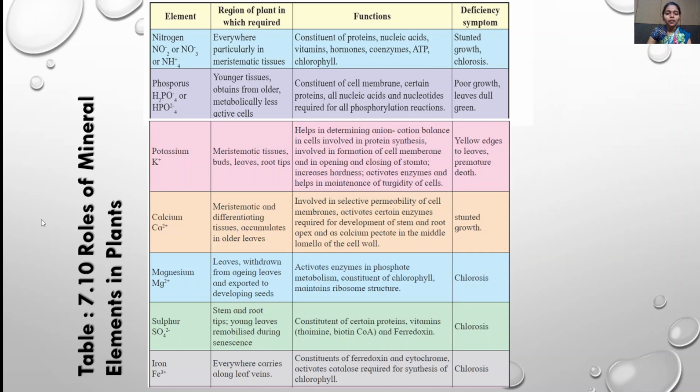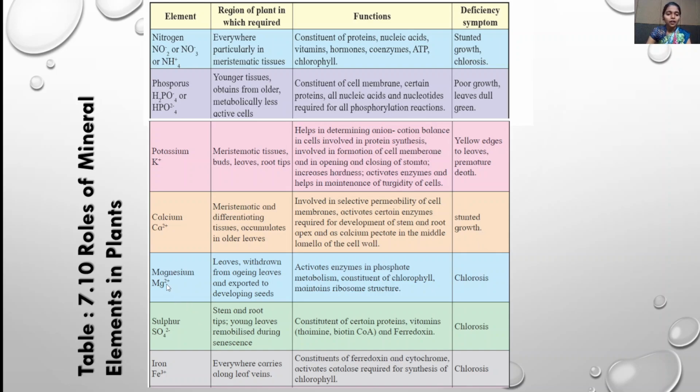It is required in meristematic and differentiating tissues, and accumulates in older leaves. Its functions: involved in selective permeability of cell membranes, activates certain enzymes, required for development of stem and root apex, and present as calcium pectate in the middle lamella of the cell wall. The deficiency symptom is stunted growth.